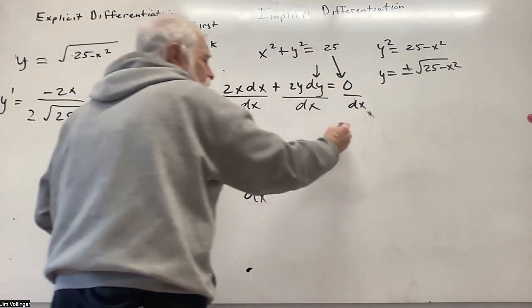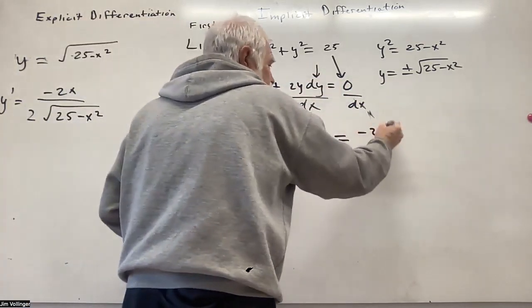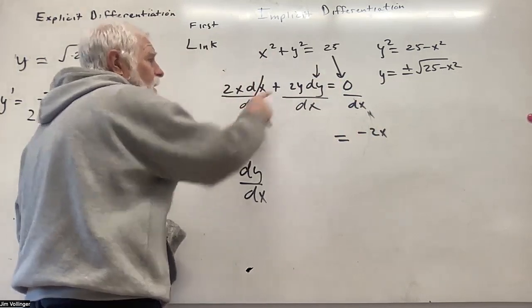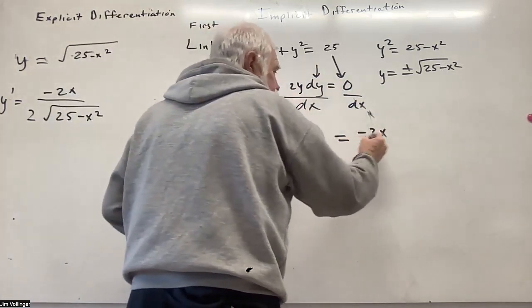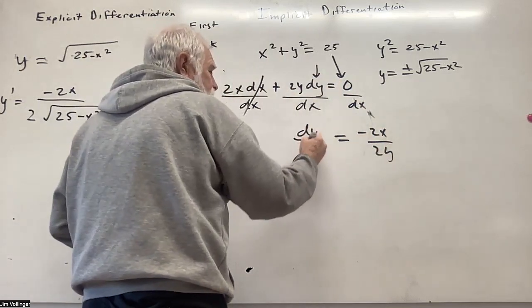And if I do that, the first thing I'm going to move, the x cancels here, is 2x, which is minus 2x. And then I'm going to divide by 2y. And that's going to get me dy over dx.